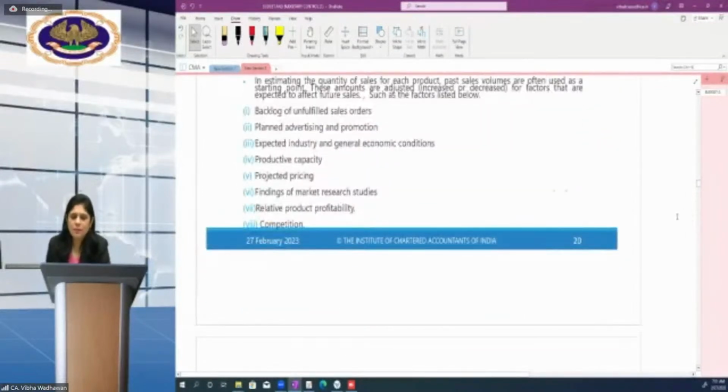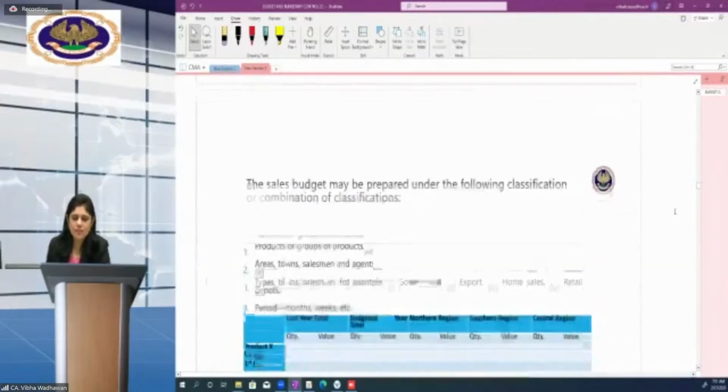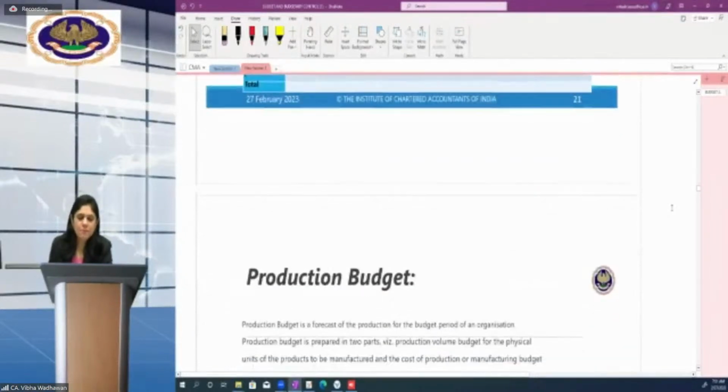So we did a couple of questions yesterday. This is the sales budget, which we already discussed yesterday. Sales budget could be made product wise, group wise, area wise or region wise. This is just a template of the format of how we can make the sales budget.